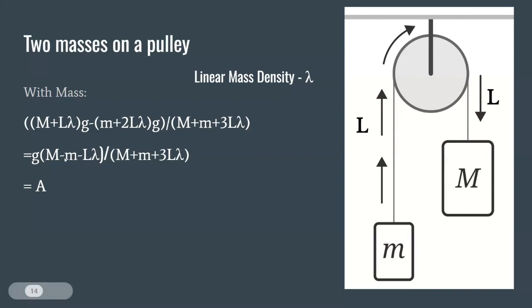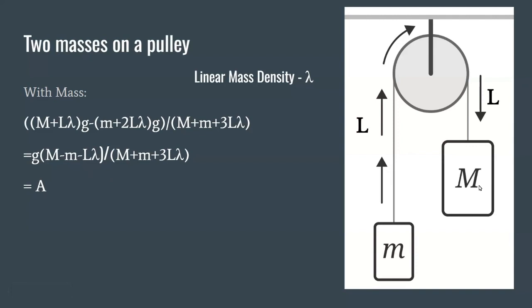If we look at the other equation below it, it's just the same equation but simplified, which is going to be gravity times capital M minus lowercase m, minus L lambda. As we can see, the right side has 1L, the left side has 2L, and we're going to basically subtract it. And we're also going to have to add all the masses that we can get from the rope, which is going to be 3L times lambda. That's going to be the mass of the entire rope. And that's how we're going to get the acceleration.